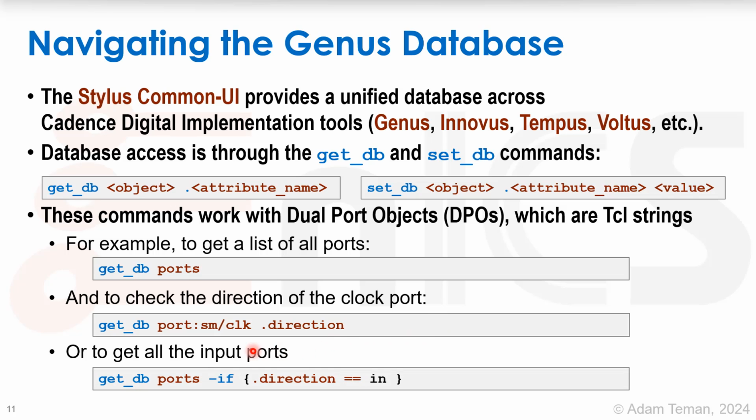Or I can do something like this. I can do very nice things. For example, get_db ports is going to return all the ports. But I don't want to return all of the ports. I only want to return the inputs. So I can do -if, and that's if they have an attribute of direction that is equal to in. So that's going to filter out only the input ports from the entire list that is returned.